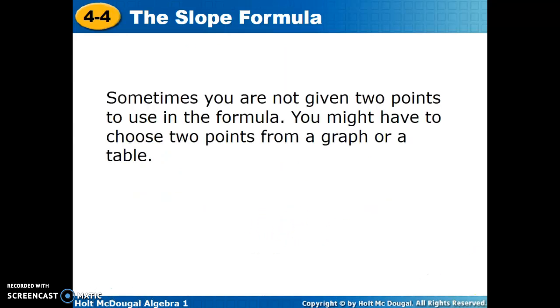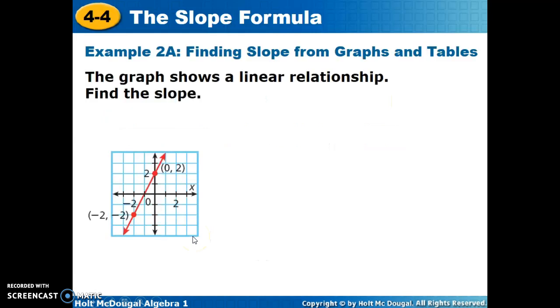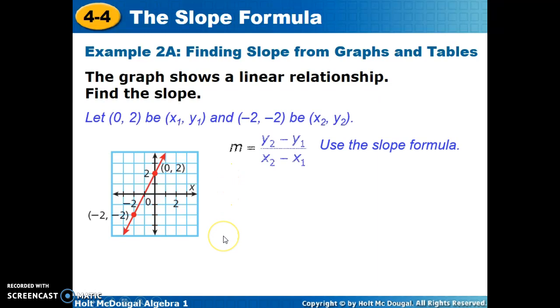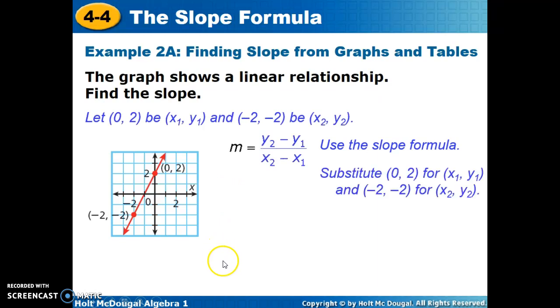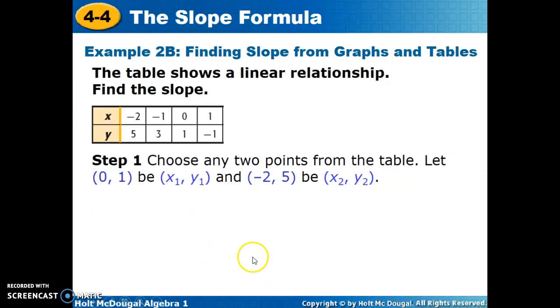Sometimes you're not given 2 points to use. You might have to choose 2 points from a graph or a table. Let's see what that looks like. So here we're given the table. Once again, remember, we can calculate rise. I see a rise of 4 and a run of 2, but we can also use the formula. And since we've just learned the formula, that's what they want us to do. But we can check our answer by just simply looking at the graph. Making sure they're doing their math correctly, our slope is positive 2.